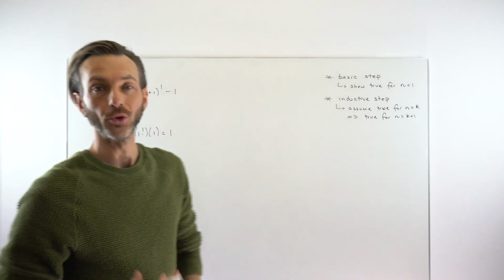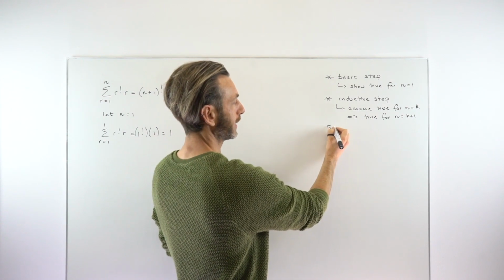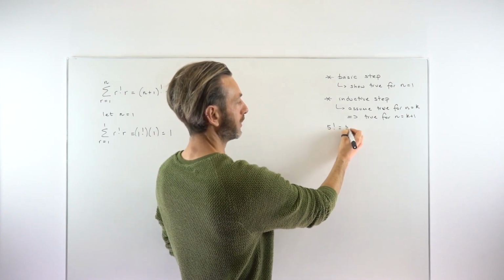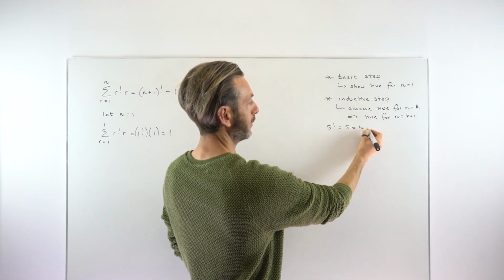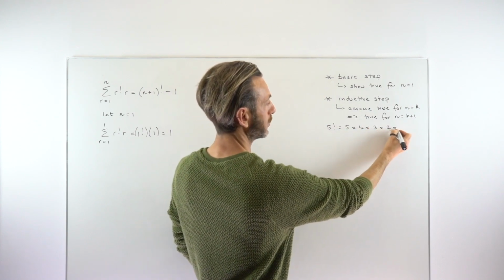Just a general point on factorials, if you're not used to those, so something like 5 factorial is just notation that means 5 multiplied to all the numbers below 5, so 5 times 4 times 3 times 2 times 1.